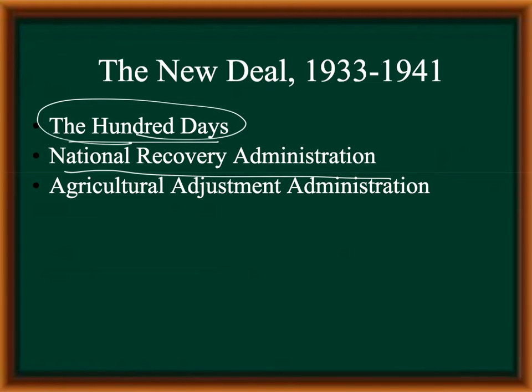Dominant producers in each of the industries supervised the drafting and operation of the codes, and they used their power to raise prices and limit production rather than to hire more workers and increase output. This did do away with the problem of child labor, though, so that was good.